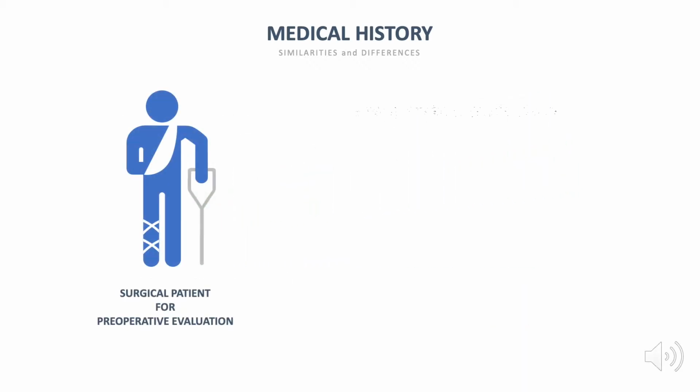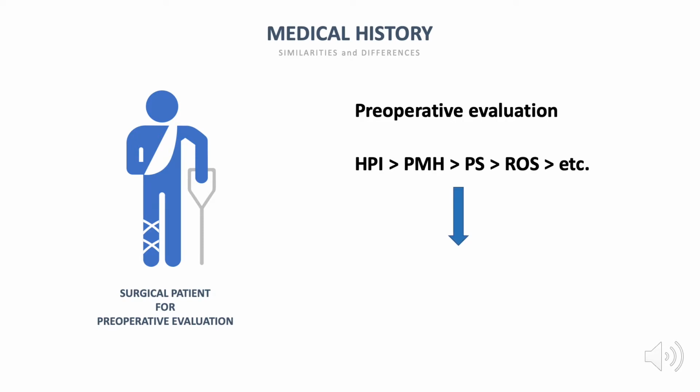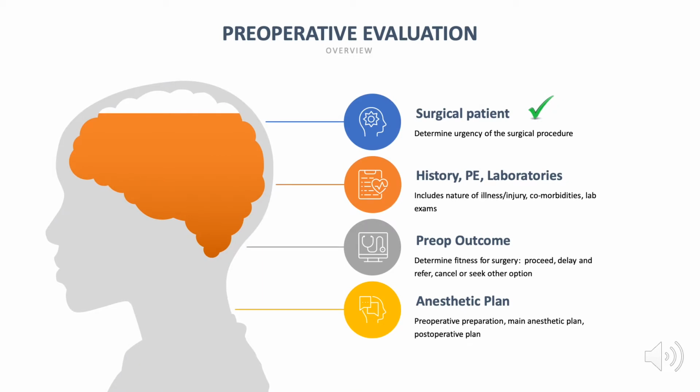Whereas for the surgical patient going for a preoperative evaluation, they already have a diagnosis and they just come to our clinics for preoperative evaluation. So again, they go through the history of present illness, basically the nature of illness or injury. We go through that and look for comorbidities in the past medical history, personal, social, and review of systems, and hopefully to make a decision whether to proceed with surgery, delay, and optimize. So we've done the surgical patient, and now we'll go through the history and physical examination.